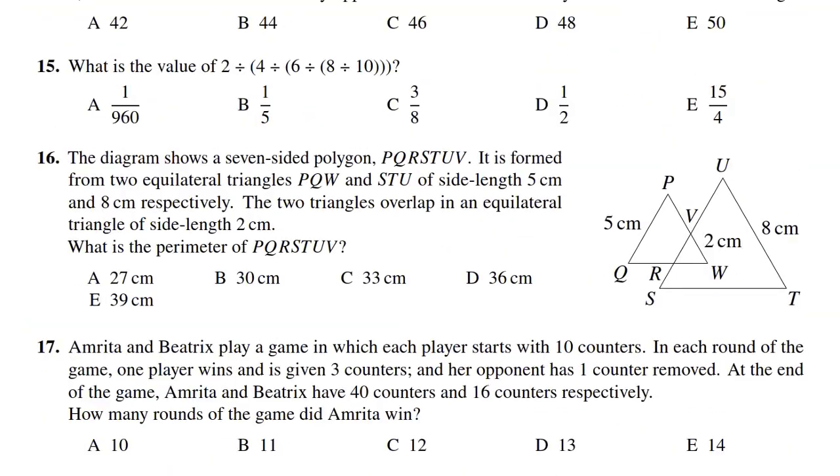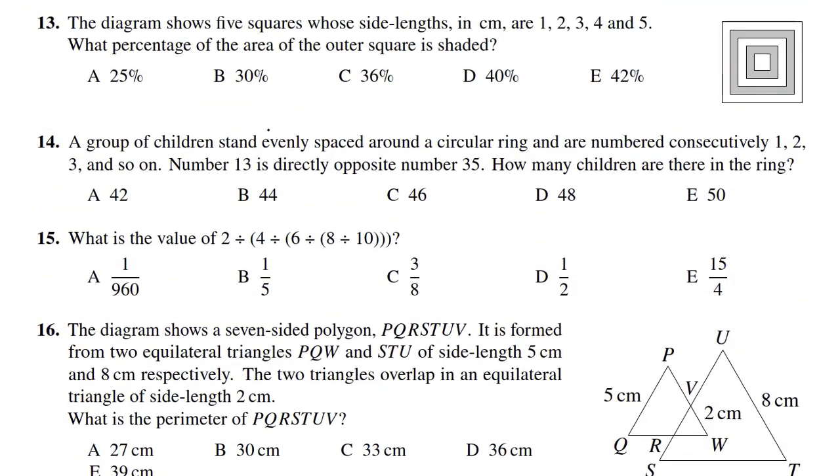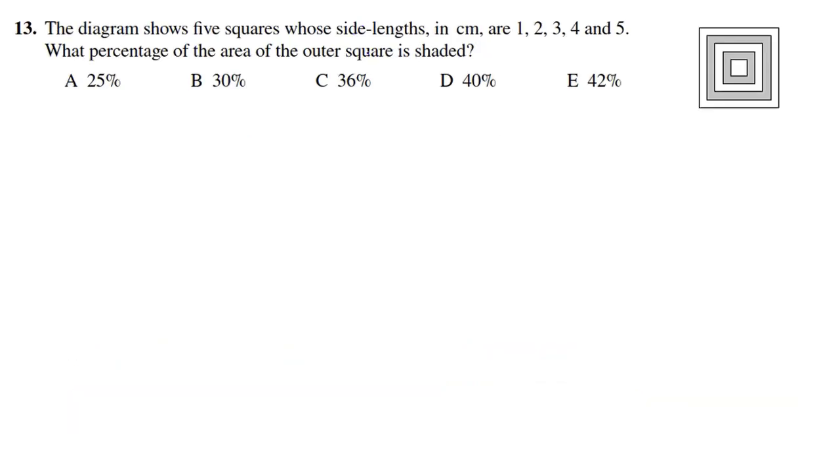Okay, that was problem number 12. Let's solve problem number 13. It says the diagram shows five squares whose side lengths in centimeters are 1, 2, 3, 4, 5. So 1 here, 2 here, 3, 4, 5. What percentage of the area of the outer square is shaded? The area of the outer square is 5 times 5, because the length is 5. The area of the shaded region, you should calculate.